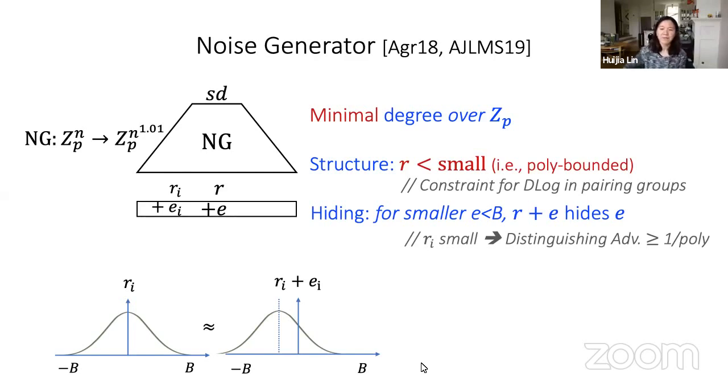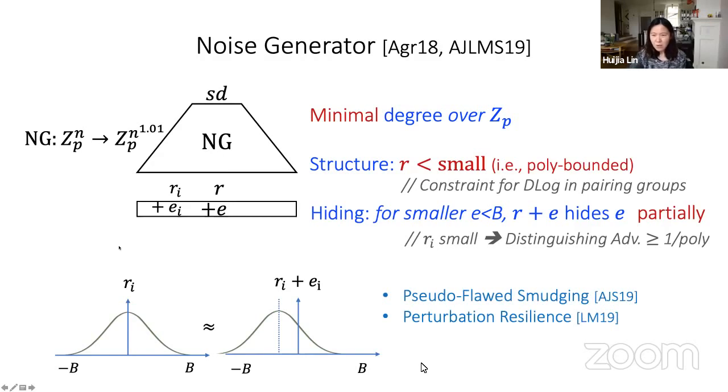It's a bit confusing. Okay, so some of you might already be thinking, wait a second, if our R's are polynomially small, there's no way that it can really hide an Ei, even if Ei is just 0 or 1. For people working with lattices, we all know that the smudge noise needs to be super-polynomially large in order to completely hide a noise. So therefore, we cannot hope that R plus E completely hides E, and at best, we can hope that it partially hides E. What does partially mean?